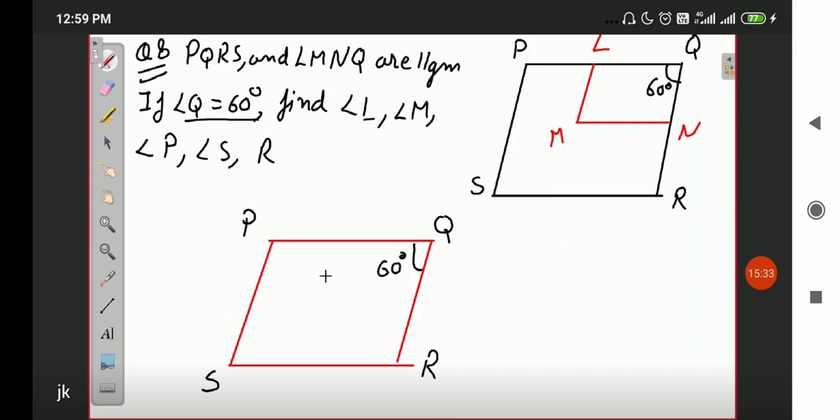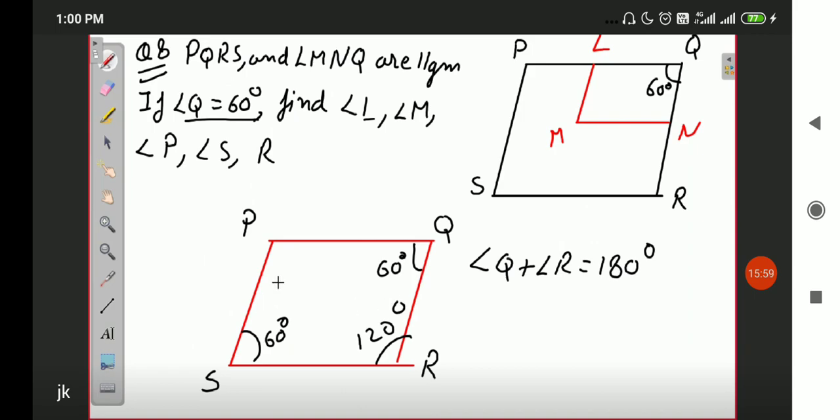So first of all, for parallelogram PQRS, because opposite angles are equal, therefore angle Q and angle S will also be equal. You have to write down these properties of parallelogram as you do your question. Secondly, for a parallelogram, adjacent angles are supplementary. That means angle Q plus angle R is equal to 180 degree. Q is 60 degree, angle R will be 120 degree. And P, because it is opposite to angle R, is also 120 degree.